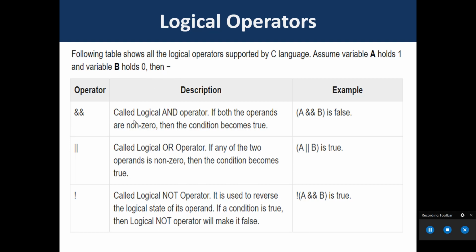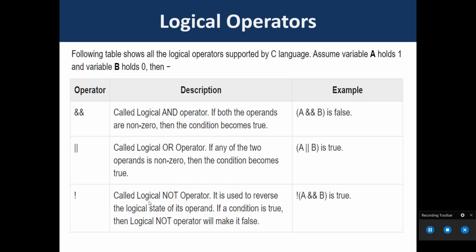Then the first operator is called the logical AND operator. If both the operands are non-zero, then the condition becomes true. For example, A and B is false. Then the second one is called the logical OR operator. If any of the two operands is non-zero, then the condition becomes true. For example, A or B is true.